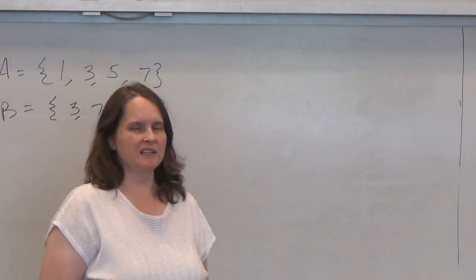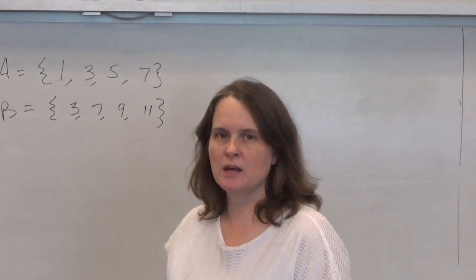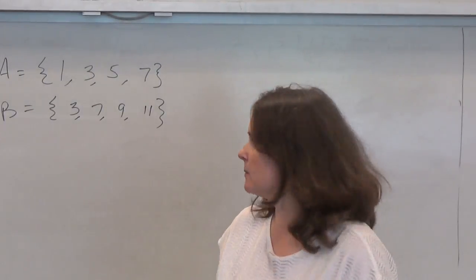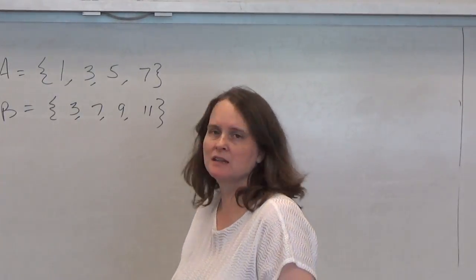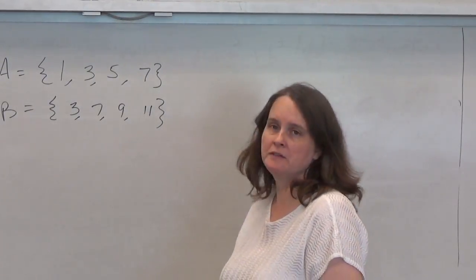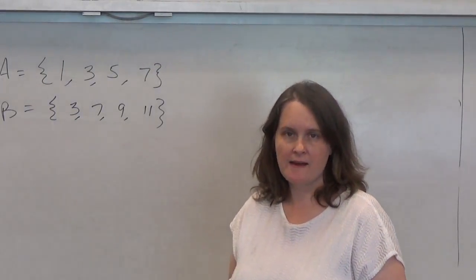The next topic that we need to discuss is intersection and union of sets. To help us understand that, I've given you a very specific example to take a look at. Let's say I've got these two sets. Set A has elements 1, 3, 5, 7. Set B has elements 3, 7, 9, 11.